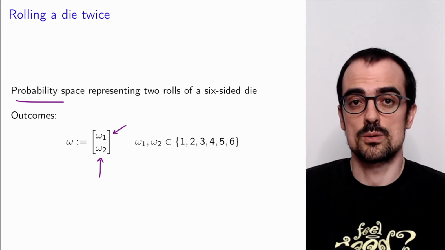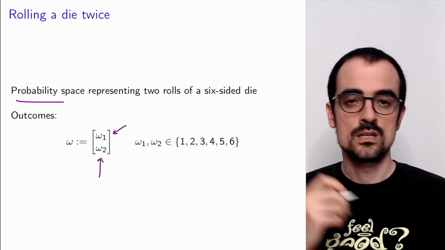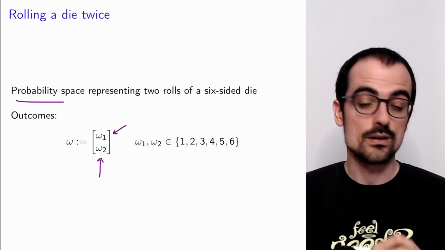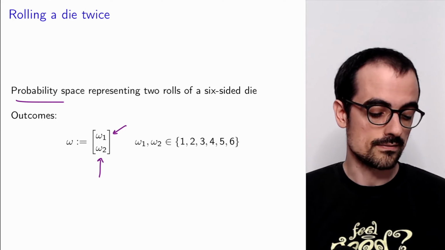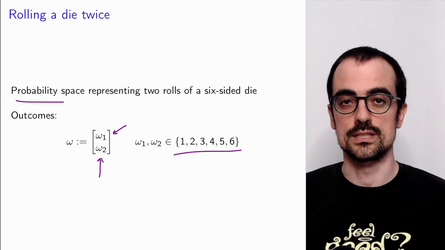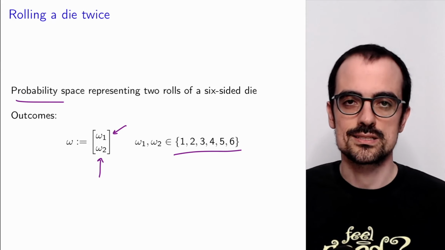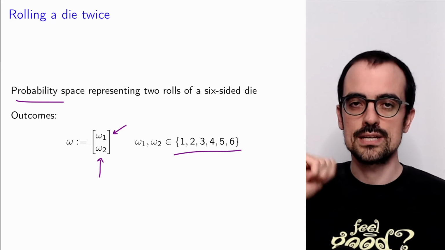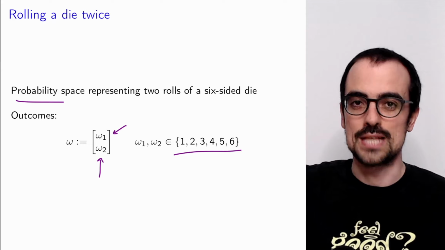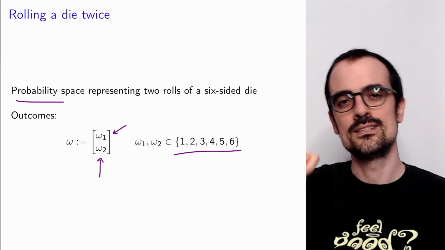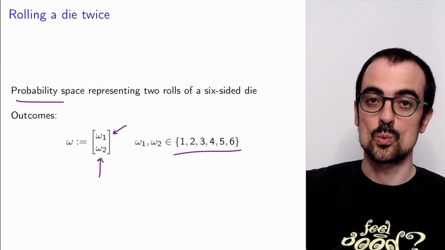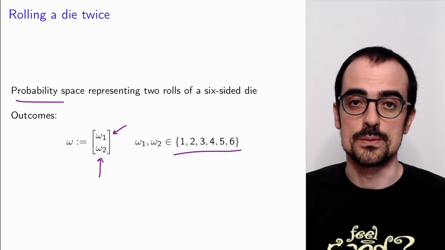So the outcomes in this probability space are vectors, each of whose entries takes value in the set 1, 2, 3, 4, 5, 6. So every time there are two die rolls, we observe, for example, 2, 3, 4, 5, 6, 1, and that's the outcome in our probability space.